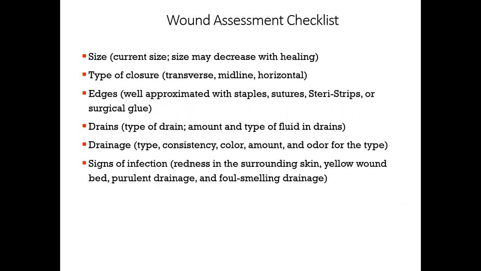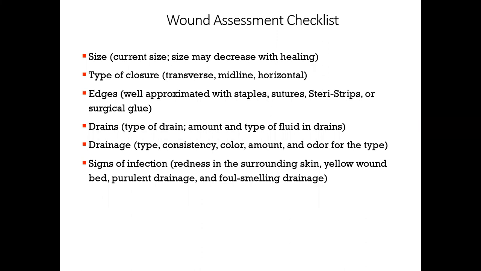Next, we have our wound assessment checklist. And again, this goes back to our wound assessments that we just did. So we need to know what's the size, and we know that the size should start to decrease with healing. What type of closure is it? How are the edges? Are they well approximated? Are we stapled closed, suture closed, steri-strips, or just surgical glue?